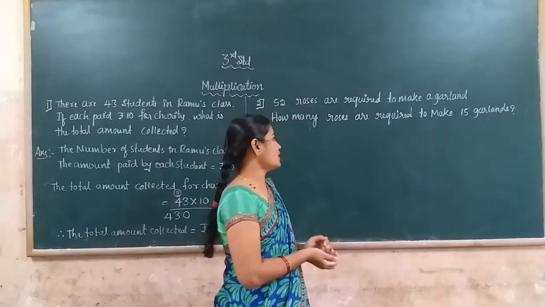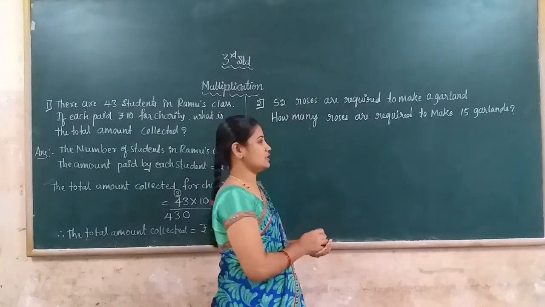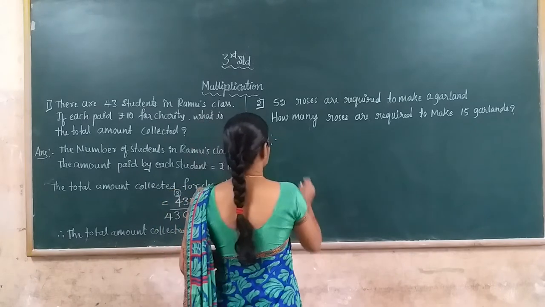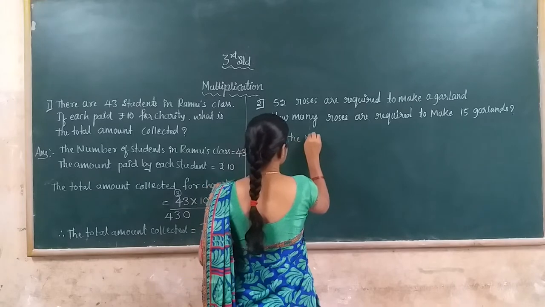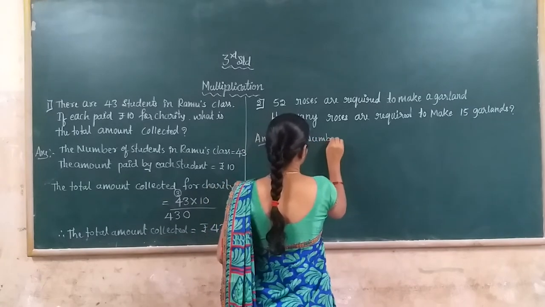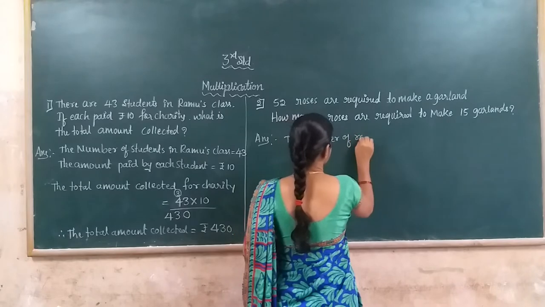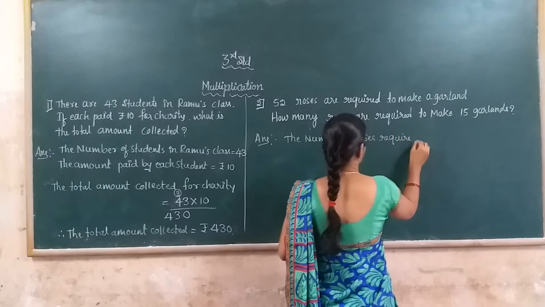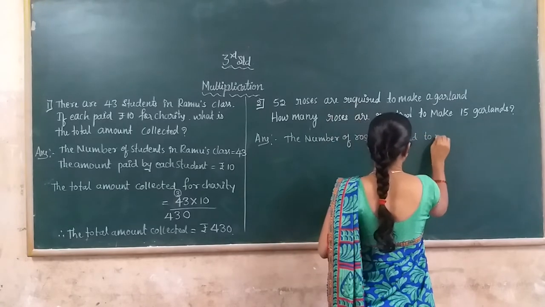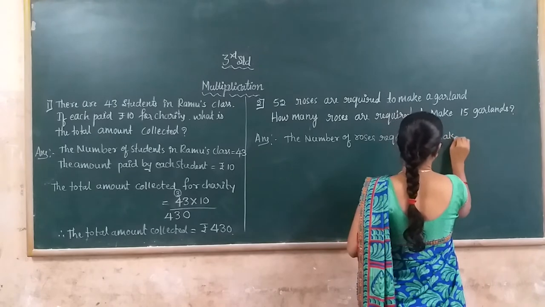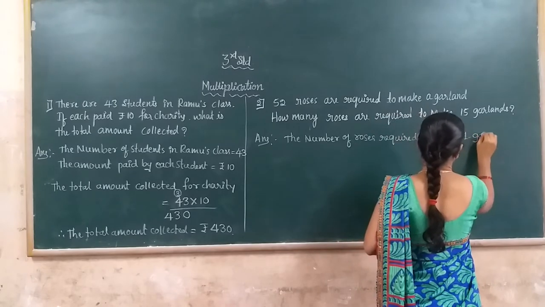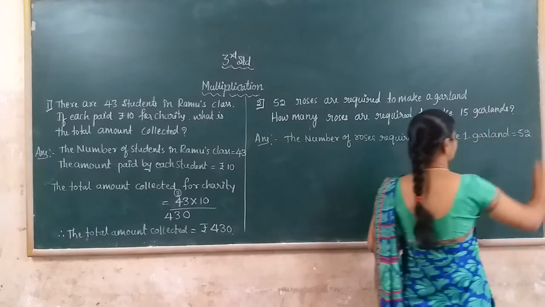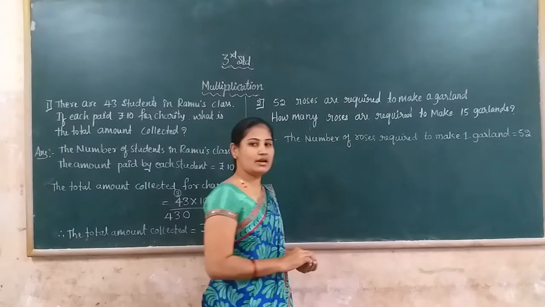First you write what is given in this question. The first thing given is the number of roses required to make one garland. How many roses? 52 roses are required to make one garland.